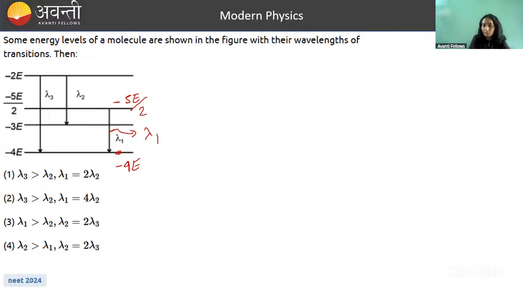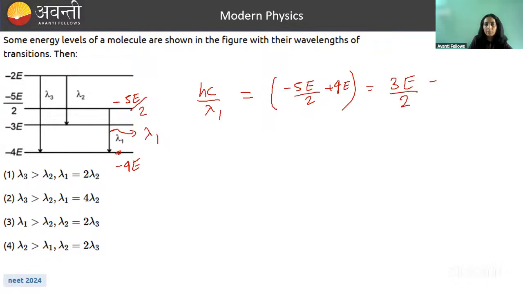So energy getting emitted is equal to hc by lambda 1, and this will be equal to the difference of energies between the orbits, right? So if you calculate the difference over here, it will be how much? Minus 5E by 2 plus 4E. So this is equal to 3E by 2. Okay? So what will be the value of lambda 1? Lambda 1 is 2hc by 3E. This is your lambda 1.